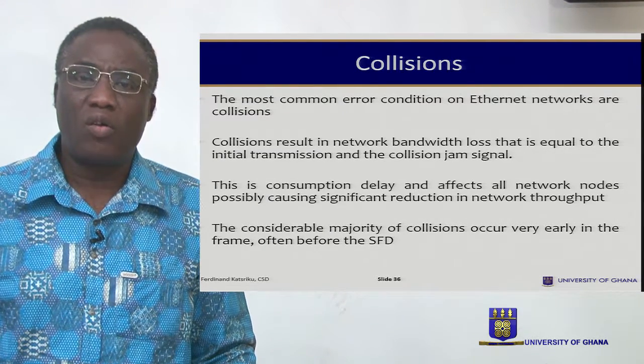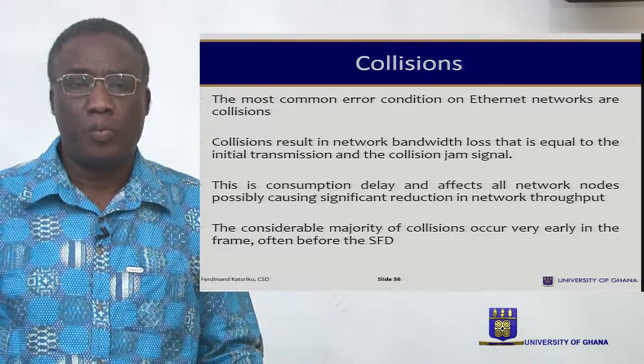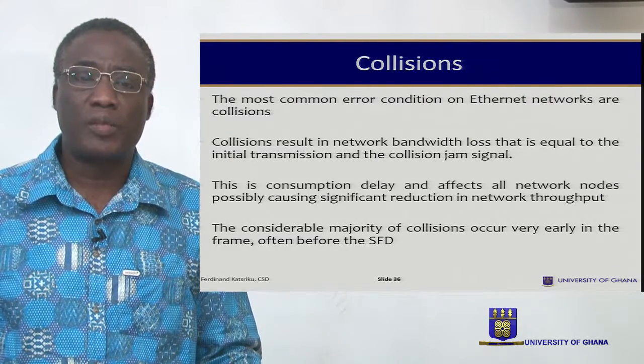The most common error conditions on Ethernet networks are collisions. Collisions result in network bandwidth loss that is equal to the initial transmission and the collision jam signal. This is consumption delay and affects all network nodes, possibly causing significant reduction in network throughput.